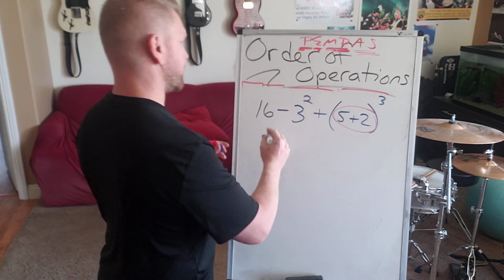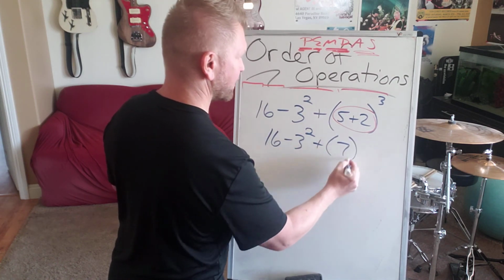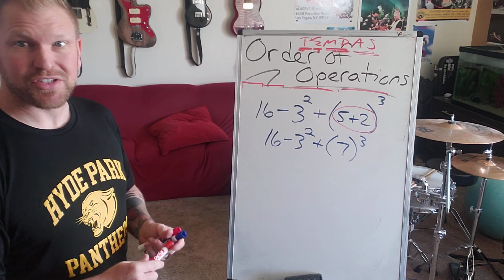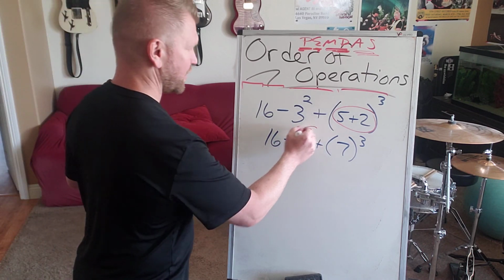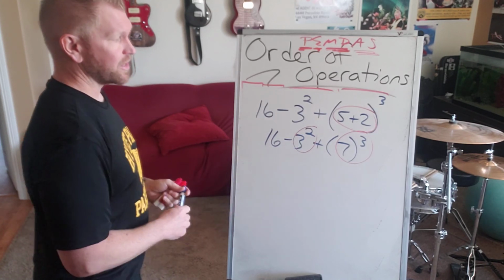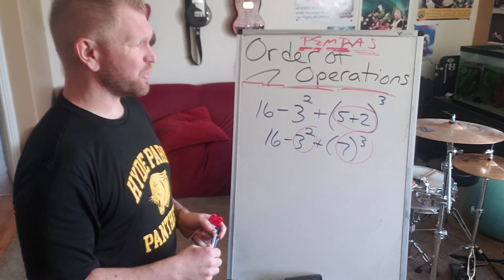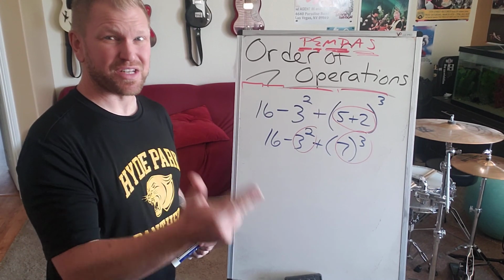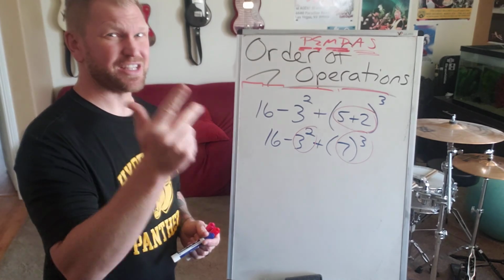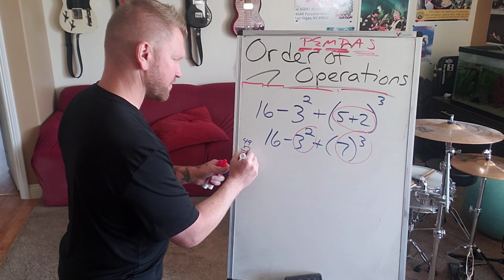So let's bring our work down. 16 minus 3 to the second power plus 7 to the third power. All right, so we're done the parentheses. What's next? Exponents. We've got 2 exponents to do there. All right, so 3 squared. That means 3 times another 3. That equals 9. 7 to the third power. That's not quite as easy. That's 7 times 7 times another 7. Now I know that 7 times 7 is 49, but I don't know 49 times another 7. So I'm going to kind of go off to the side, do a little scratch work, and figure out what that is.